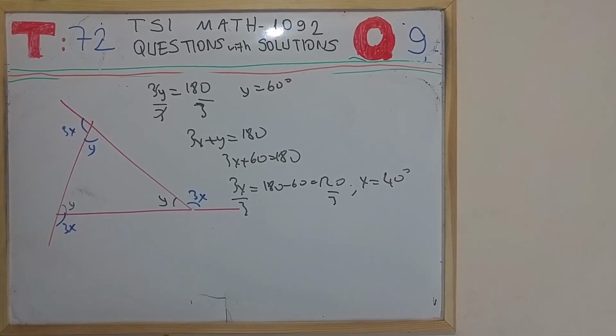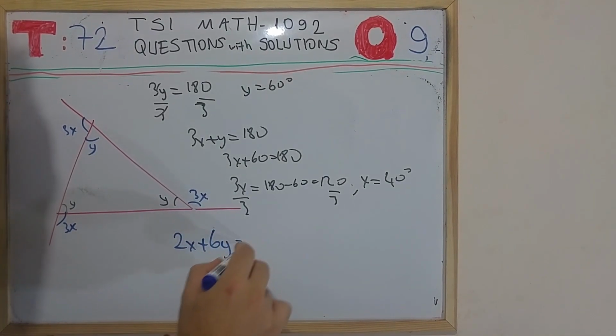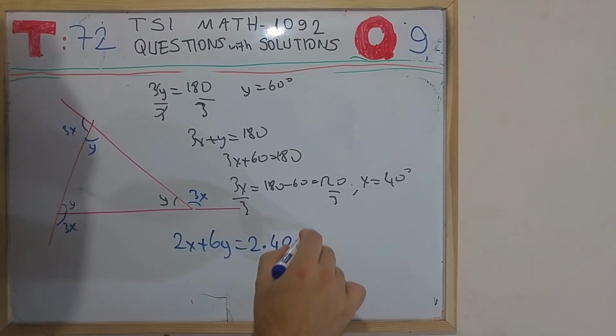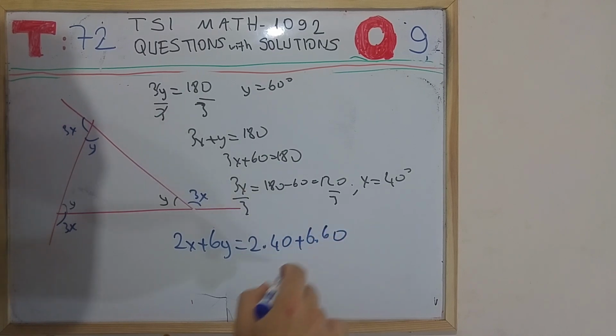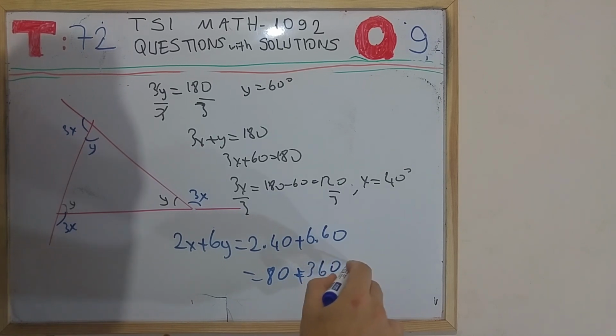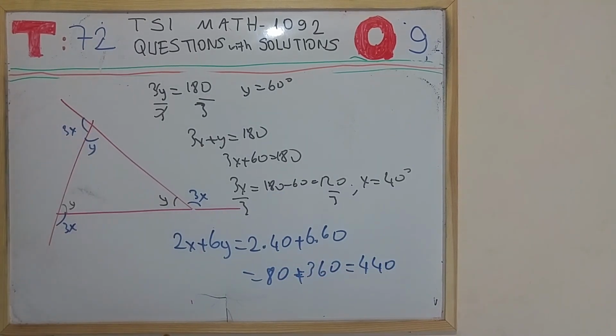What I am asked is 2x plus 6y. That is equal to 2 times 40 plus 6 times 60, which makes this 80 and this is 360. They sum up to 440 degrees.